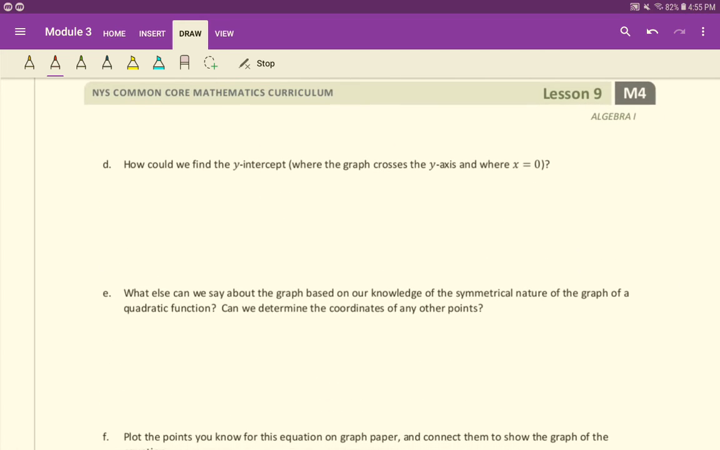Part D. How can we find the y-intercept, where the graph crosses the y-axis and where x is 0? And that's the giveaway right there. We know that for any point on the y-axis, the x-coordinates are all 0. So we can just plug 0 in for x and solve for y. We will only ever have one y-intercept.